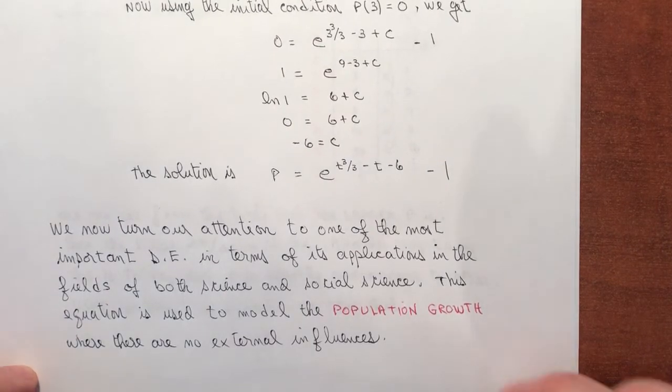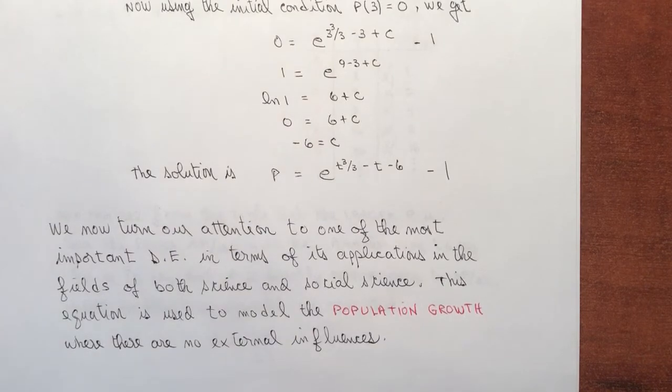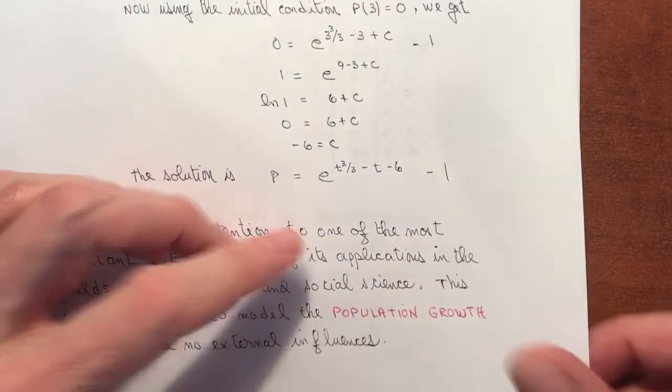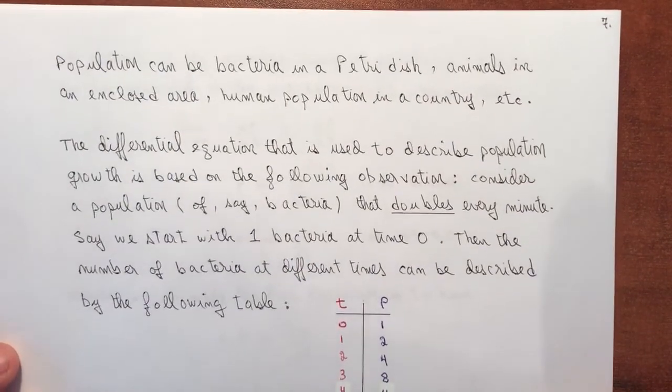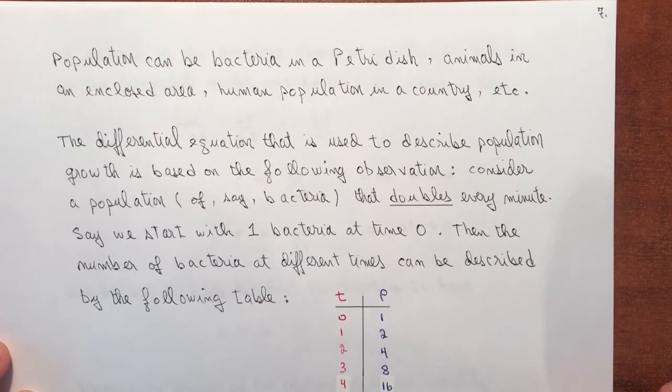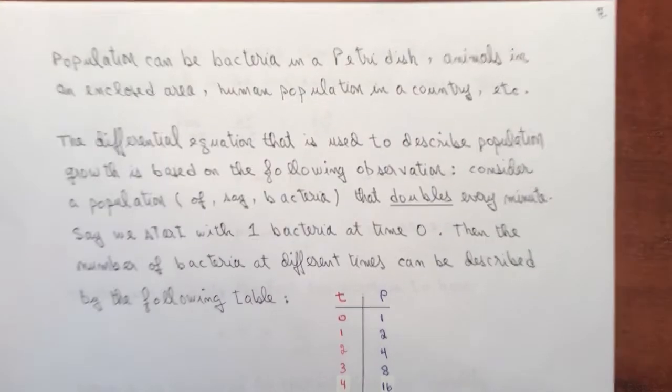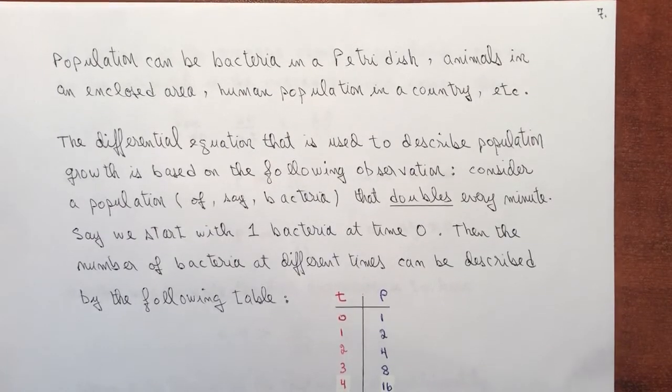So we turn our attention to one of the most important differential equations in terms of its applications in the fields of social science and science. This equation is used to model the population growth where there are no external influences. Population can be a bacteria in a petri dish, animals in an enclosed area, or human population in a country, or so many other possibilities.